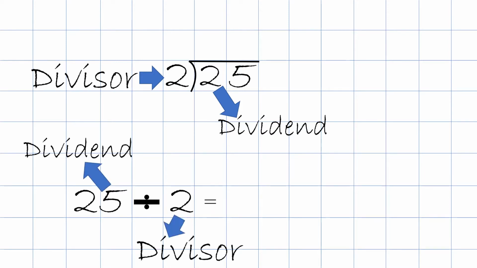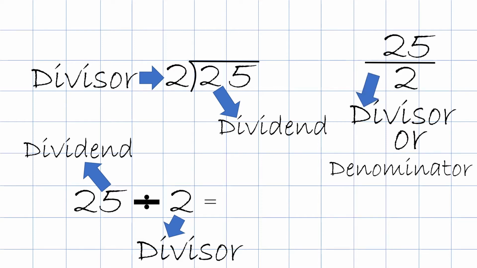And another way to write 25 divided by 2 will be in a fraction format, where we write 25 on top and 2 on the bottom. And 2 will be the divisor or the denominator.